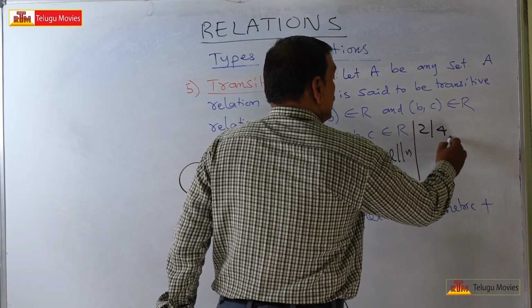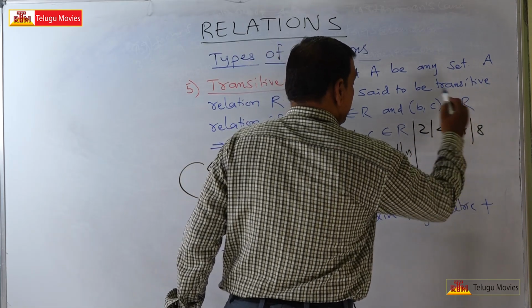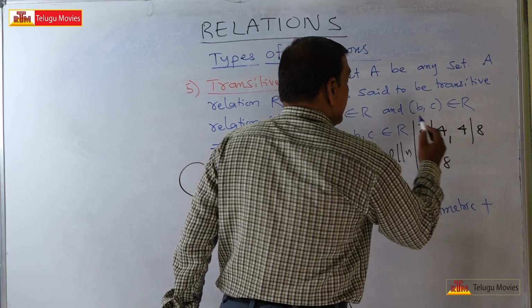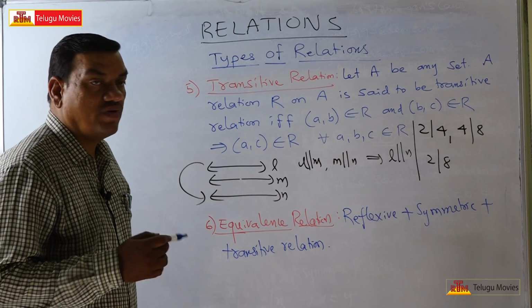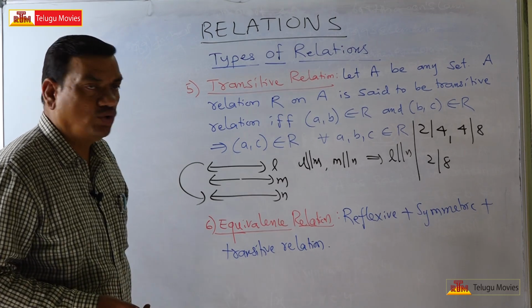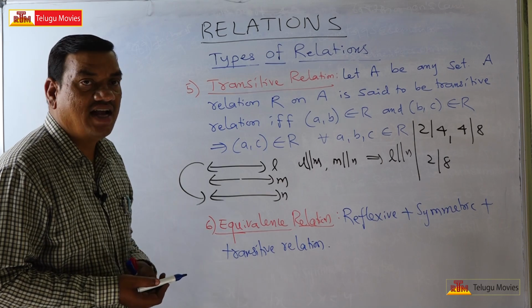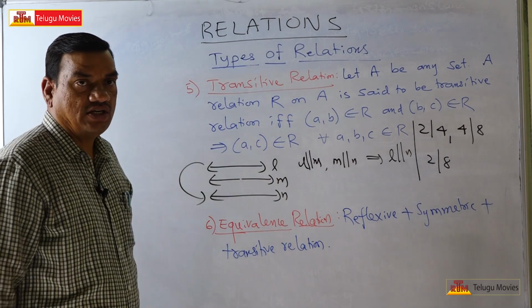Let me tell one more example. 2 divides 4, 4 divides 8. Is it not 2 divides 8? Yes, right. 2 divides 4, 4 divides 8, and automatically 2 divides 8. Therefore, divides is a transitive relation, right?